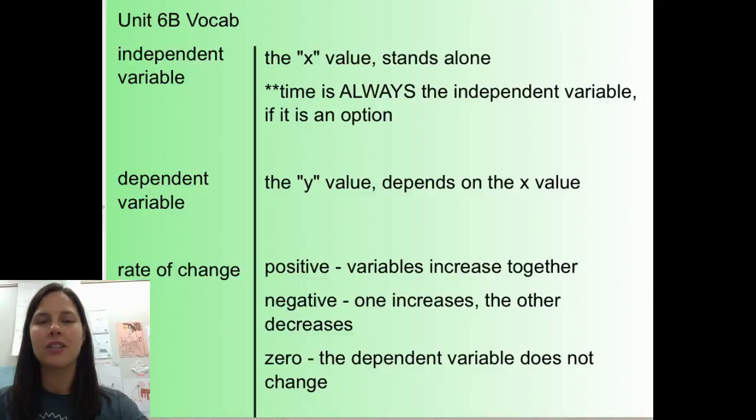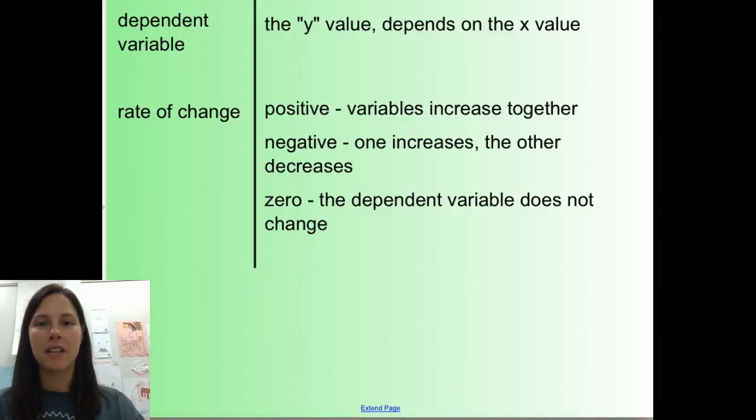In this lesson, we're going to learn about independent and dependent variables. The independent variable is referred to as x, and you can think of it as kind of standing alone. It doesn't need anything else. For example, when you see a word problem, if time is one of the variables, one of the things that changes, it will always be the independent variable because time keeps ticking no matter what else is going on.